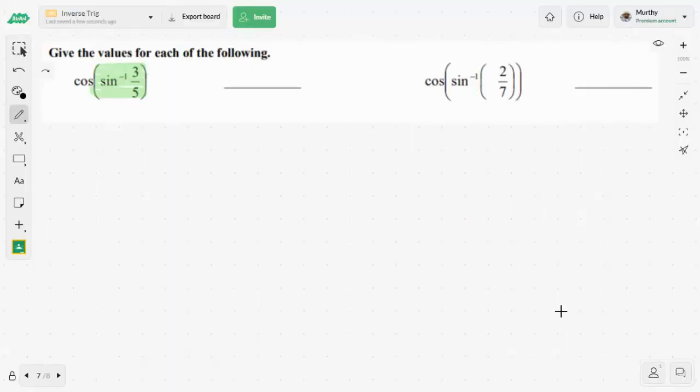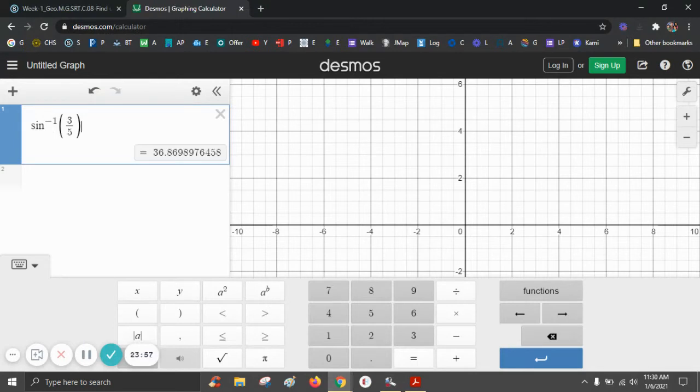36.8698. Actually, after the decimal, as I mentioned before, just 2 digits are sufficient. To get a more precise answer, I'm taking 4. Now, what is the value of cos 36.8698? So let me type.